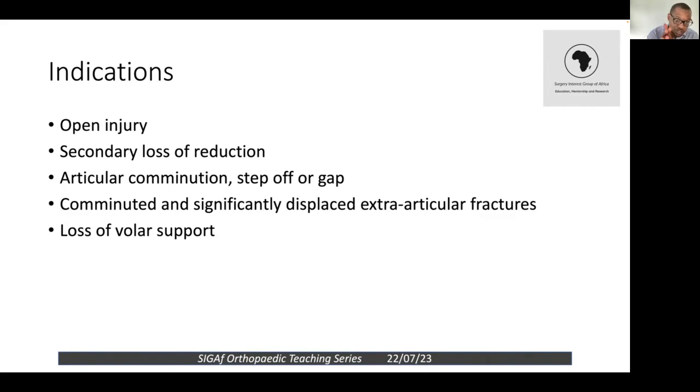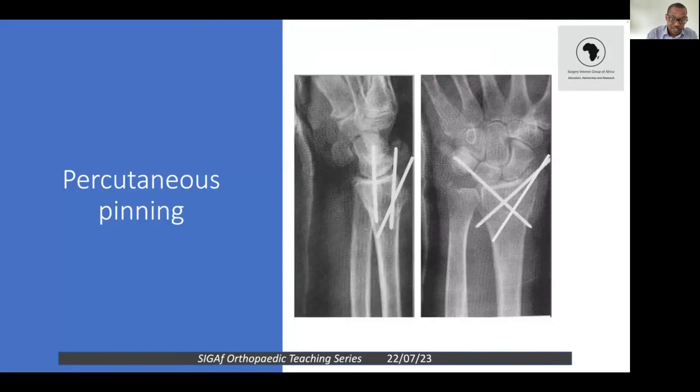Again, this is not an exhaustive list. It just gives you an idea of the ones that we tend to treat surgically. These will be different from hospital to hospital, from country to country, so based on, I think, availability of resources, surgical expertise, and just treatment protocols in different hospitals.